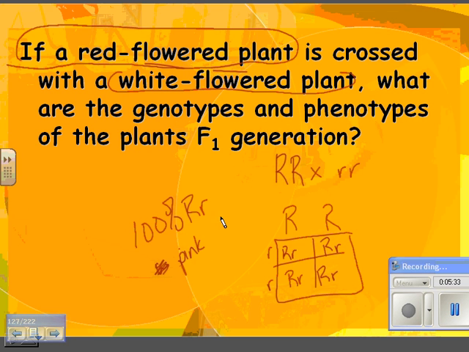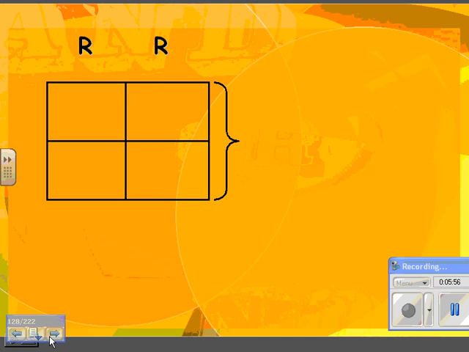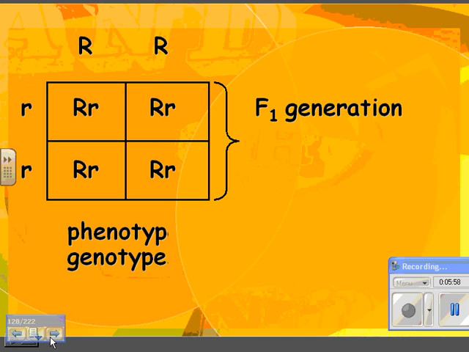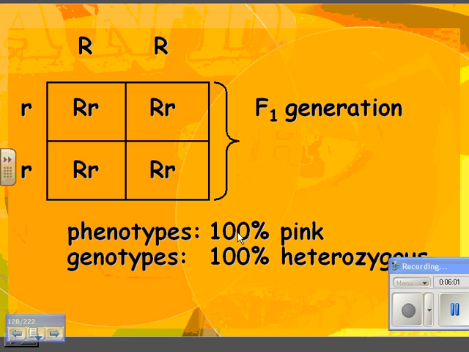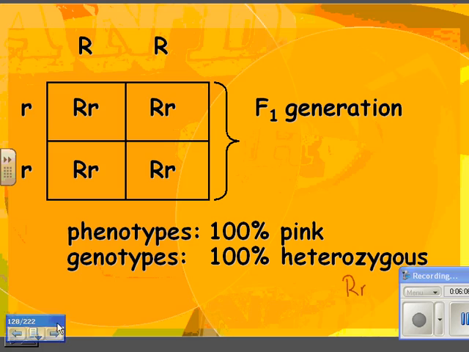And so one thing that you want to do is know the difference between genotype and phenotype. Phenotype is what you look like. So 100% pink would be the phenotype, and big R, little r would be the genotype. So I just did that. You get phenotypes 100% pink, genotypes 100% heterozygous, big R, little r, which is what we just did.